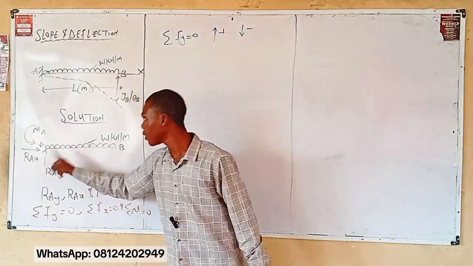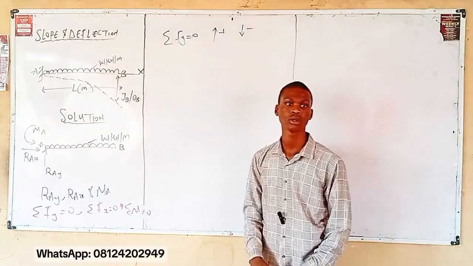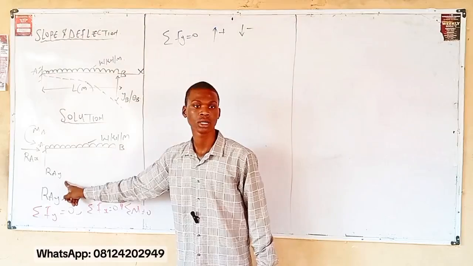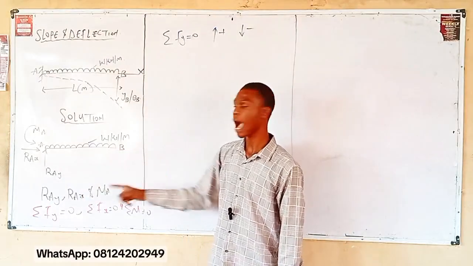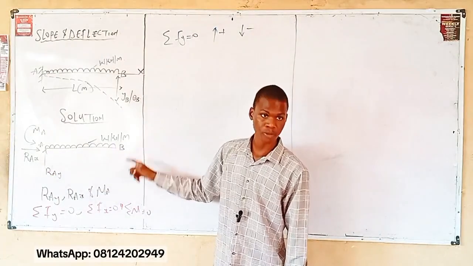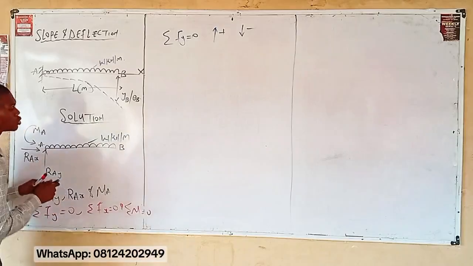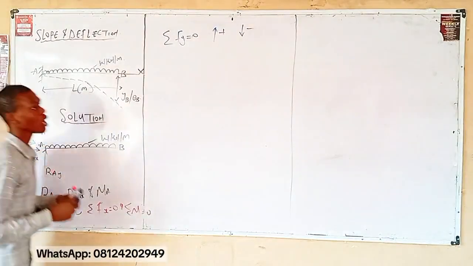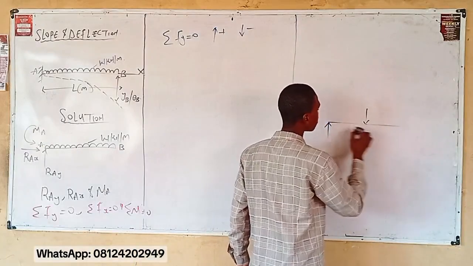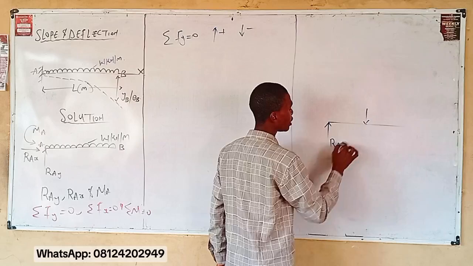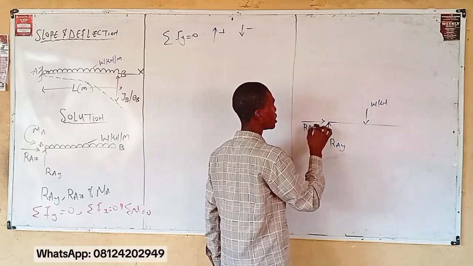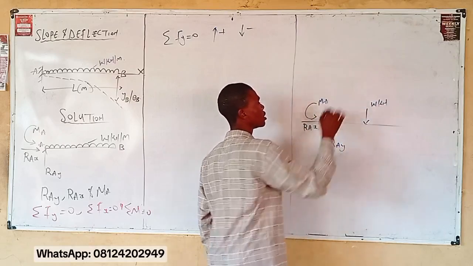Now check this beam. How many forces of this nature do you have? Two. And they are what? RAY and the UDL. Don't forget, you can convert your UDL to a point load. By the time you convert your UDL to a point load, redrawing your beam, you have something like this. This is RAY. This is now W kilonewton. This is RAX, and your moment is still here.